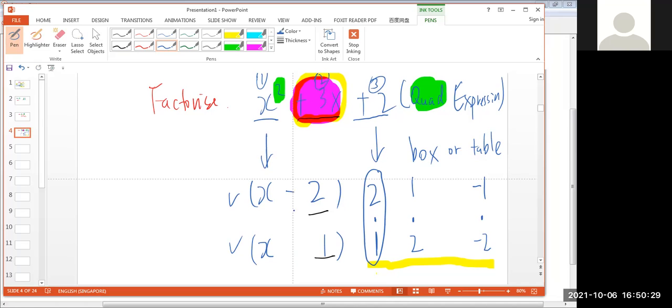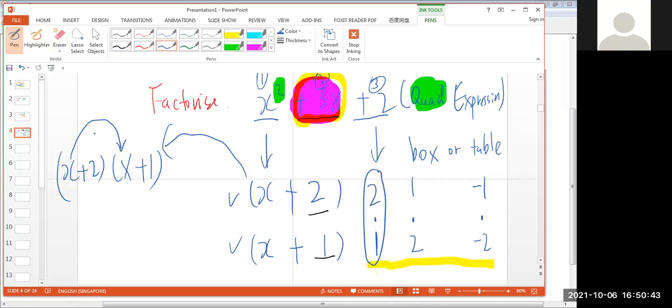Okay, so let's test on the left. I just rewrite x plus 2 and then x plus 1 on the left. So basically I just bring them over here. Okay, so x times x, first arrow, will give you x squared. Am I right? And then the second arrow, x times plus 1, you will get x.